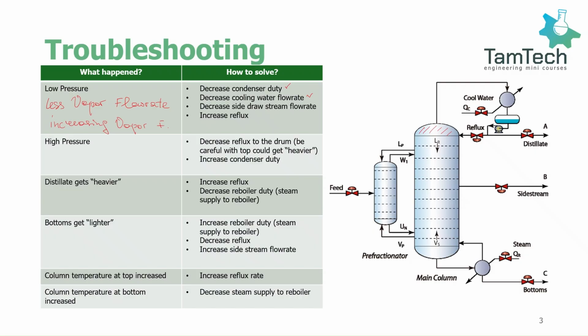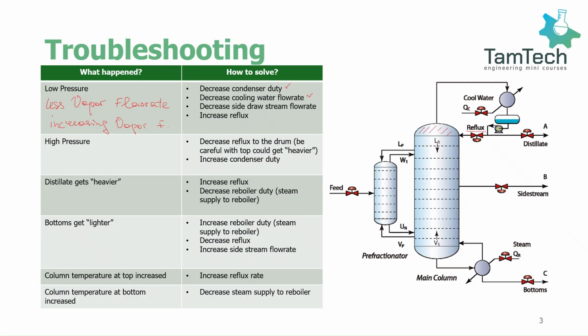And what is the other contribution to vapor condensing? Of course, the reflux, because it causes the internal condensing of the heavy materials in the vapor stream. And as we increase the reflux, it will also cause an increase in the vapor rate, so we will get higher pressure.